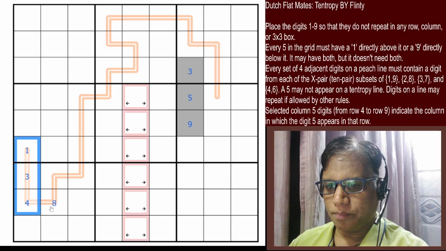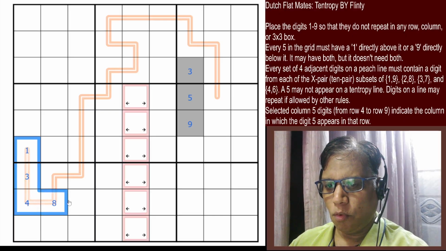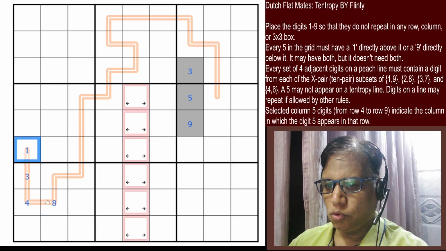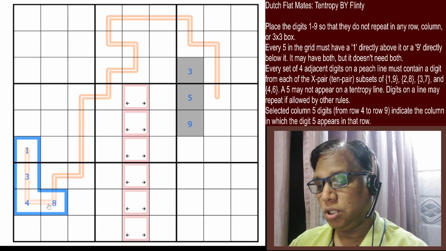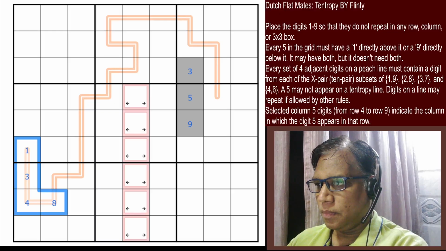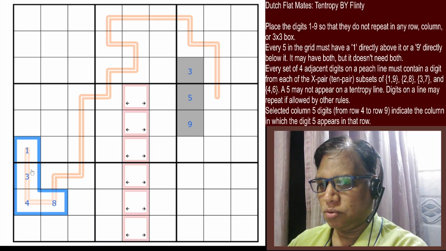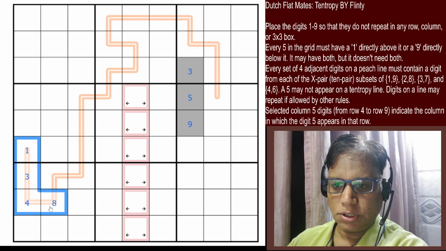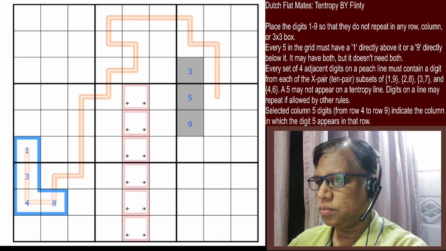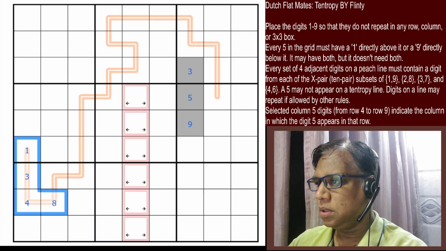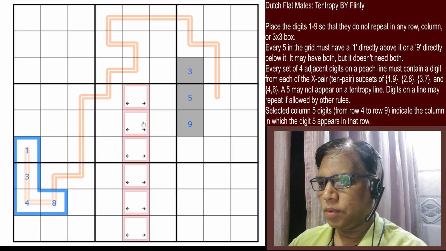So each of the 4 consecutive digits must be from these sets of digits, 1, 9; 2, 8; 3, 7; and 4, 6, which sum to 10. I mean, each set, the digits in that set sum to 10. So you must have 4 different continuous cells from each of these groups. That is the Tentropy line.